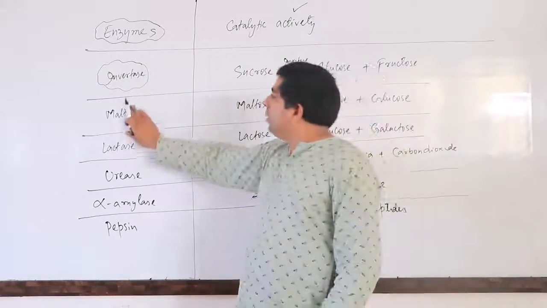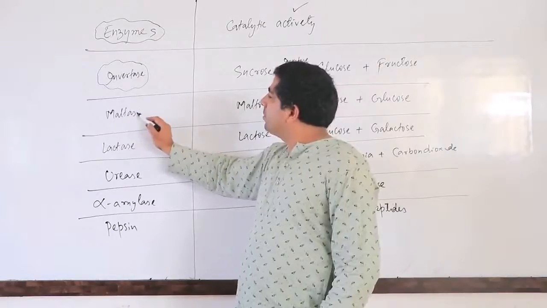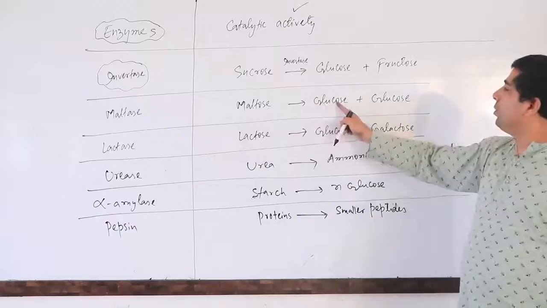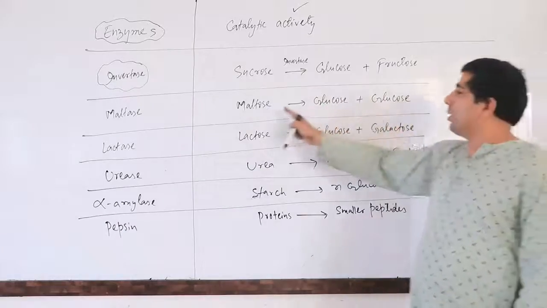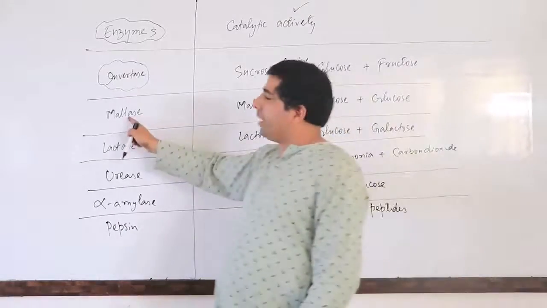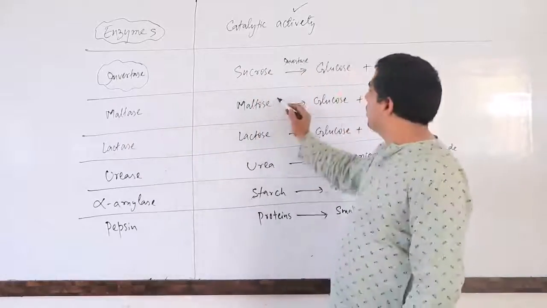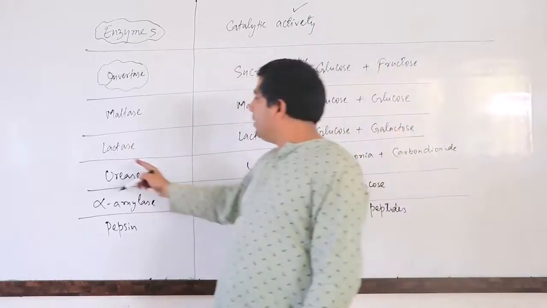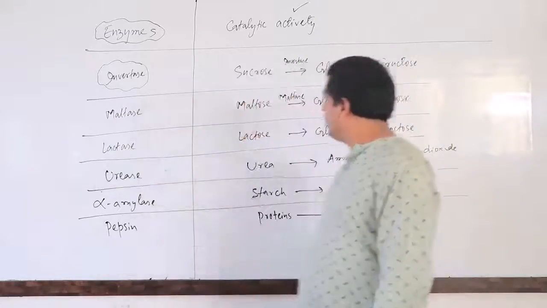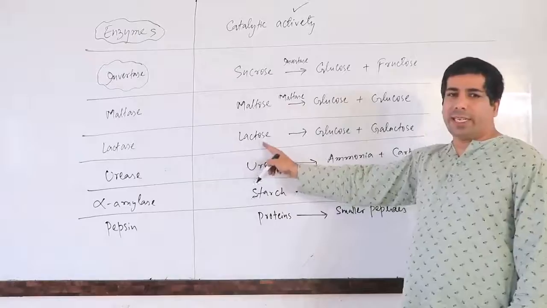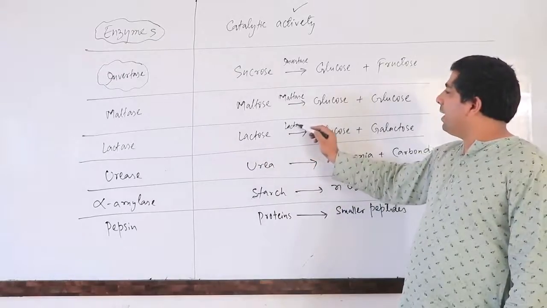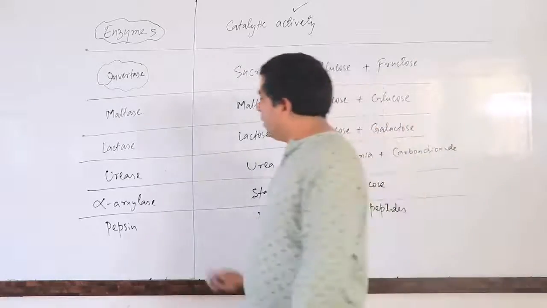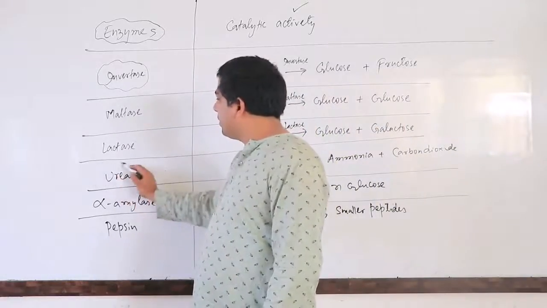Maltose is basically a disaccharide, and it's converted into glucose and glucose, 2 units of glucose. Here you use an enzyme called maltase. Then the lactase enzyme is used to convert lactose. It's also a disaccharide. So you are using the enzyme lactase and converting it into glucose and galactose. Correct? Then you have an enzyme called urease.